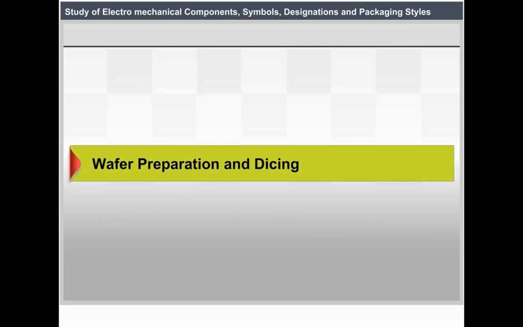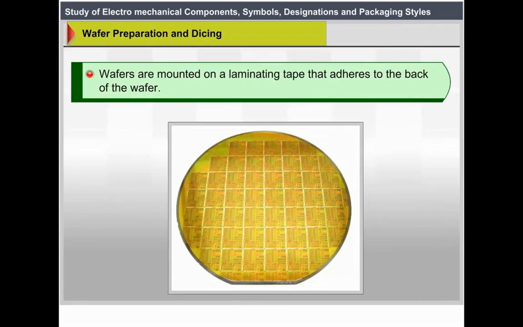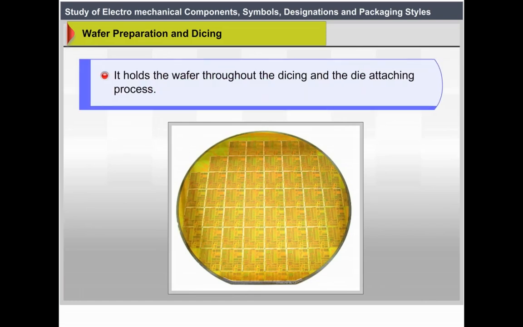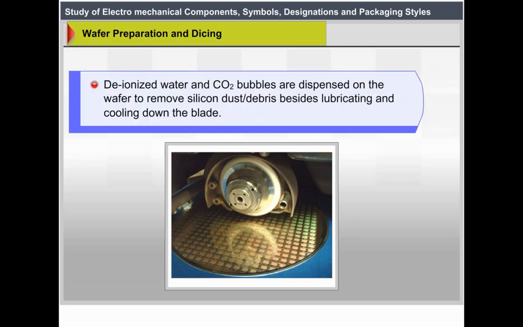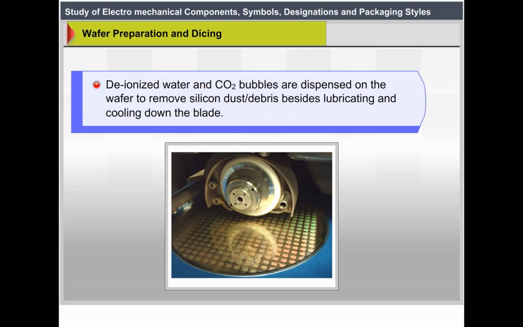Wafer preparation and dicing. Wafers are mounted on a laminating tape that adheres to the back of the wafer. It holds the wafer throughout the dicing and the die attachment process. The die sawing machine, using a diamond saw blade, saws the wafer into the individual die or pellet on the adhesive backing tape. Deionized water and CO2 bubbles are dispensed on the wafer to remove silicon dust or debris, besides lubricating and cooling down the blade.